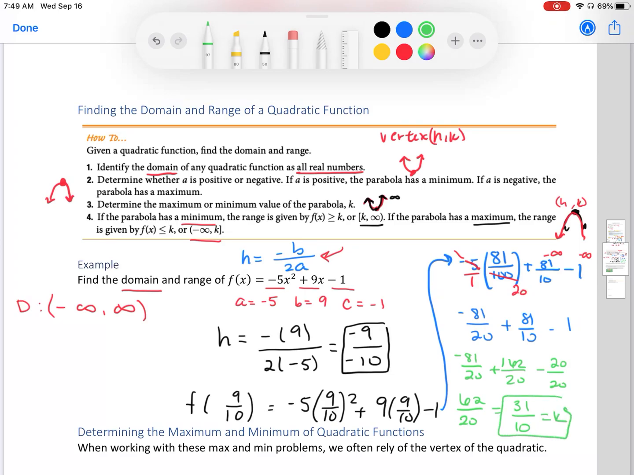Whew, all that work. So let's think about it. We have a negative in our quadratic, so I know it's going to open down. So I'm going to have a vertex that's considered a max value, a high value. Because of that, it's going to be my k and then all the way down to negative infinity. So my range is negative infinity to my k, which is 31 over 10.